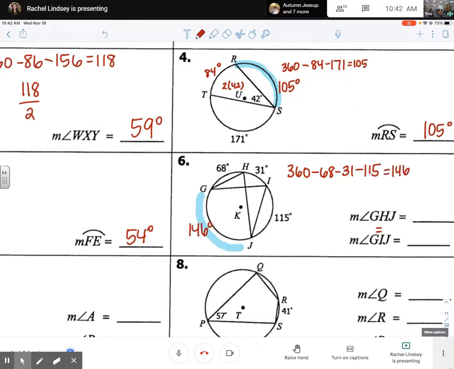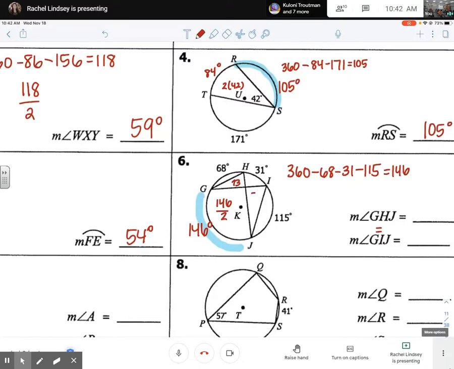Then to find the angle, what am I going to do? You divide by 2. 146 divided by 2. When you're given an arc and you want to find an angle, arc divided by 2. That would be 73, by the way.